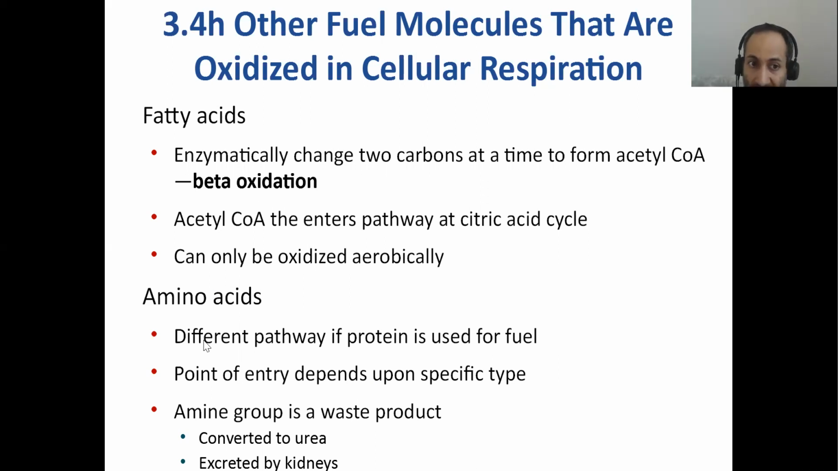Then amino acids, these are the last ones. If all other sources of energy have been utilized completely, then your body falls back on amino acids. Typically, proteins and amino acids are not energy sources. They're bodybuilding materials for wear and tear, not for energy generation. But if you're starving, that could be the case here. What happens when you oxidize amino acids is you convert it to urea. And urea is a waste product which is excreted by your kidneys via urine.